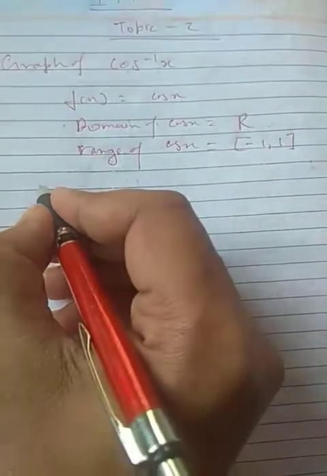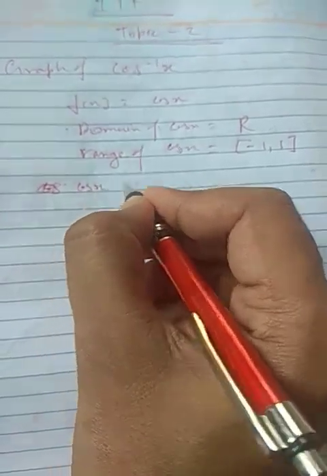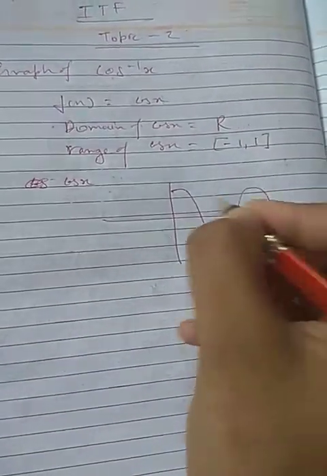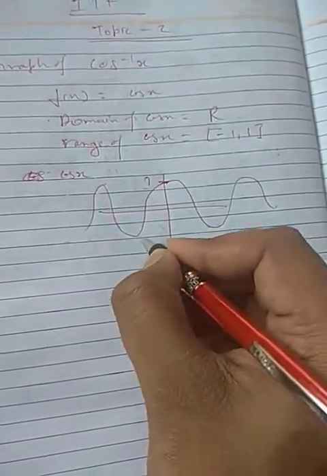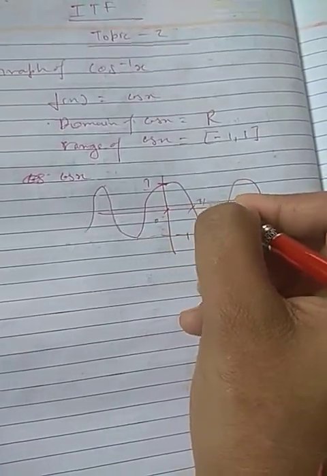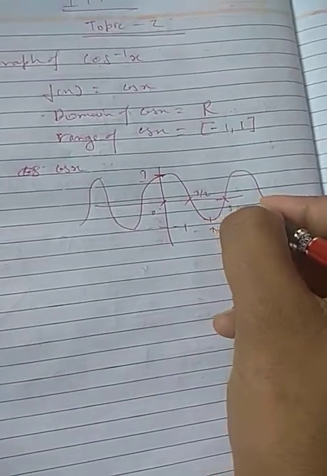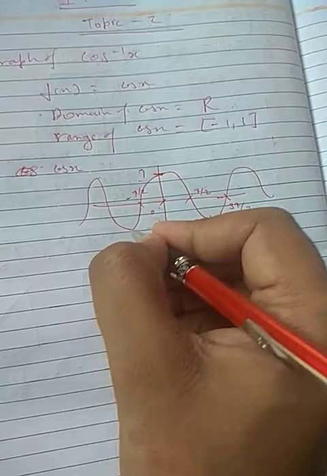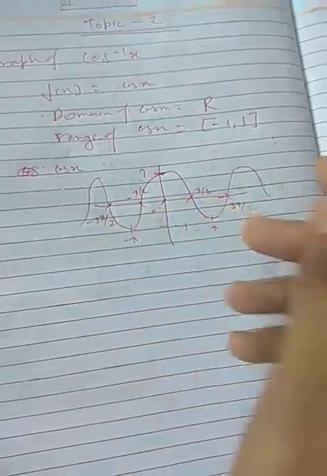Now, as per the graph of cos x, we already know that the graph of cos x moves like this, where this value is 1, and this value is -1. Here it comes 0 degree, here it is pi by 2, here it is pi, here it is 3 pi by 2. Similarly, on this side we can consider minus pi by 2, minus pi, and minus 3 pi by 2.